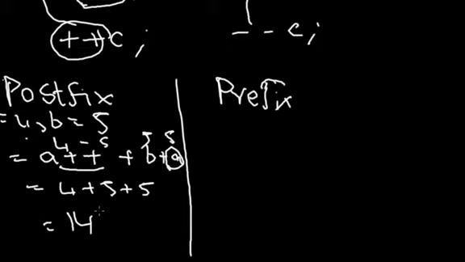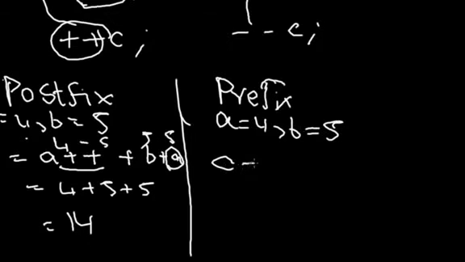Now in a prefix operator, the value of the variable is first changed and that value is used to evaluate the expression. So if we take the same thing, a is equal to 4, b is equal to 5, c is equal to minus minus a plus b plus a. I'm sorry, just let me go back a bit. Lost my train of thought.